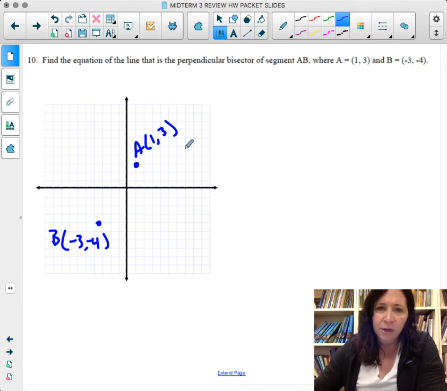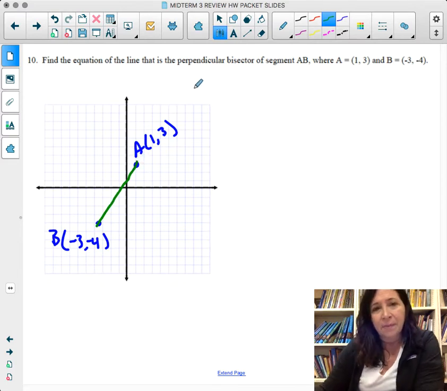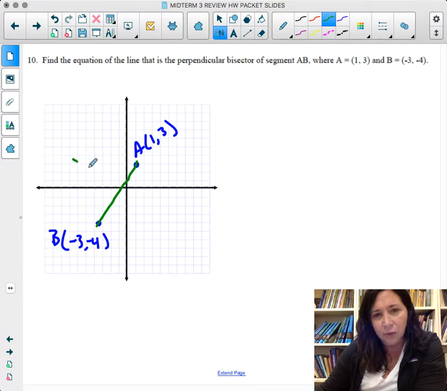And so what they're looking for is a perpendicular bisector line, the equation of the line that is the perpendicular bisector. So that means that it's going to go through here like this. That's what they're looking for. They want that line, and it is also perpendicular. So two things that we need to think about.